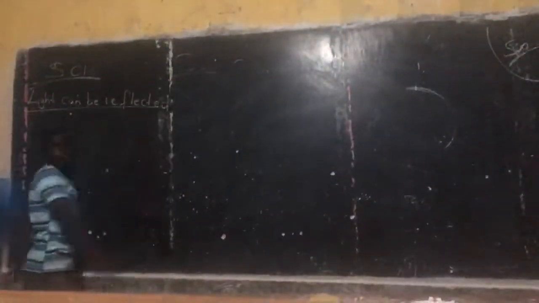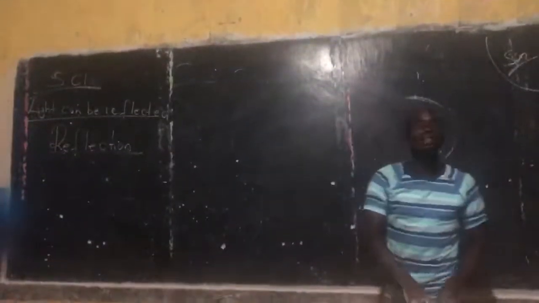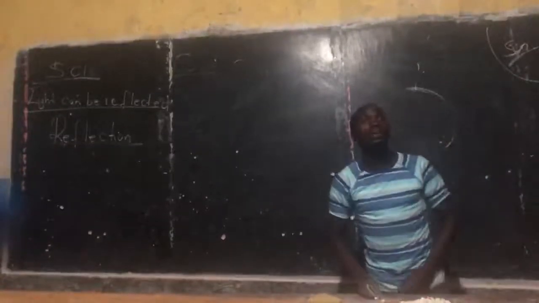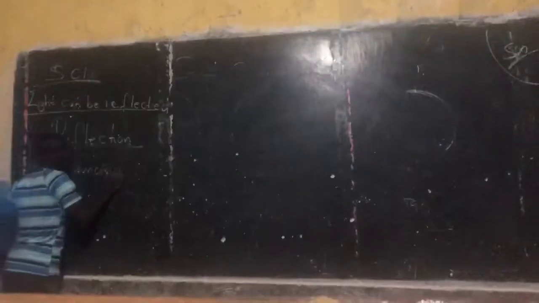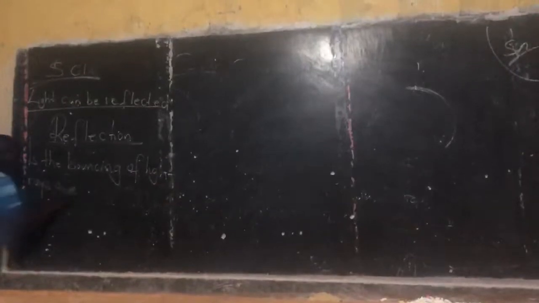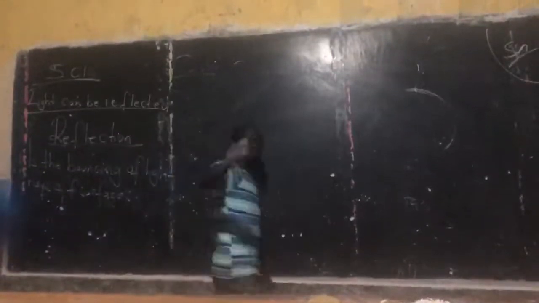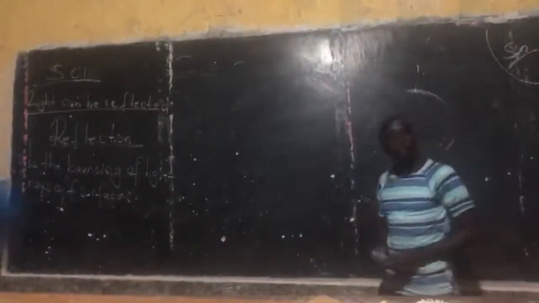The new word they call reflection. Can you all say reflection? So what is reflection? Reflection is the bouncing of light rays off surfaces. To write: reflection is the bouncing of light rays off surfaces.